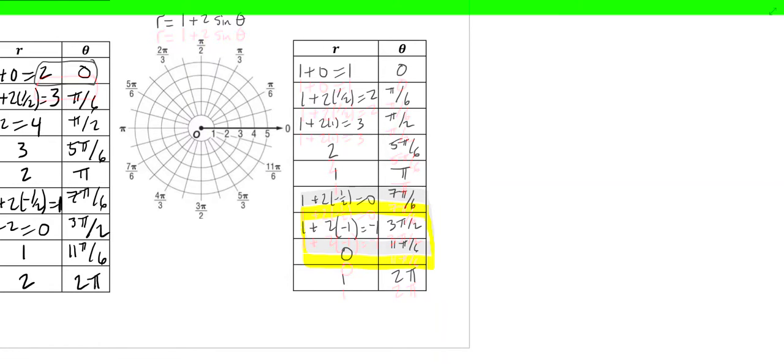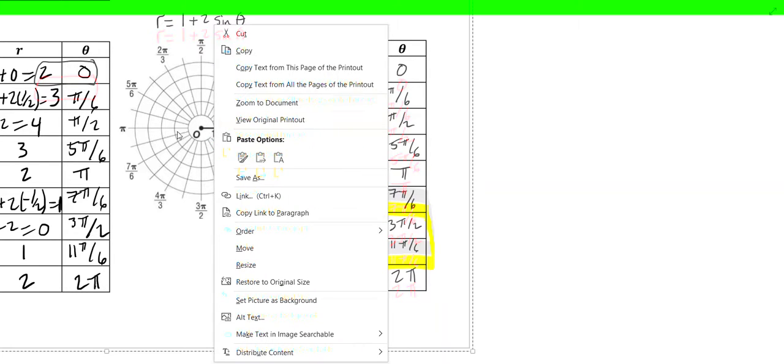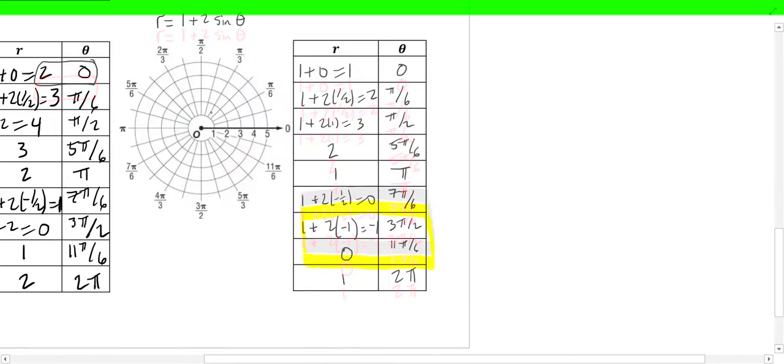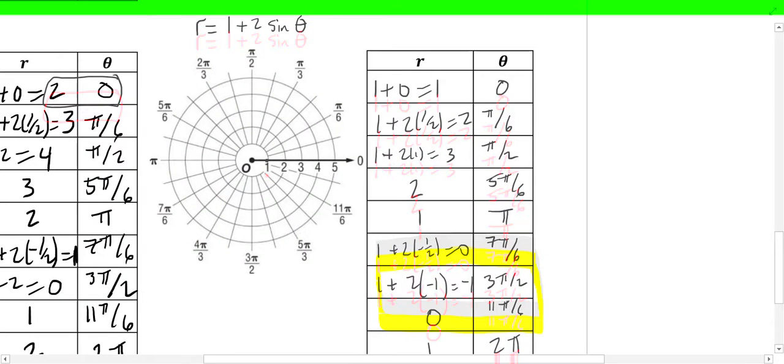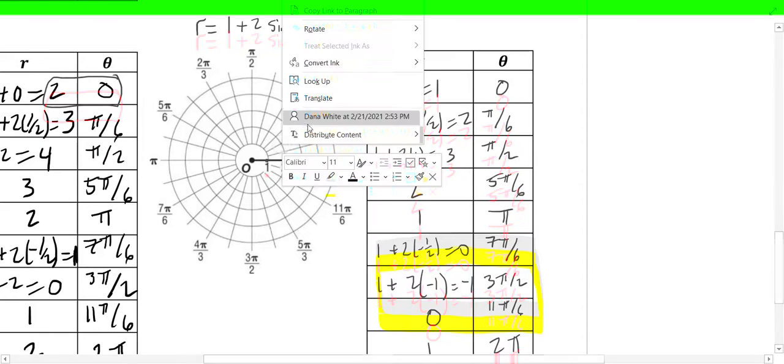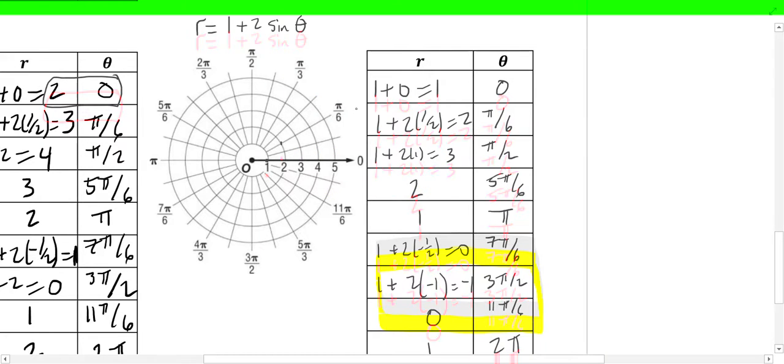But if we graph this thing, we will start at 1 on 0. I don't know why it doesn't let me just draw a dot there, but it doesn't like it. So let's get bigger. Okay, and then at pi over 6, it's 2. And then at pi over 2, it's 3. And then at 5 pi over 6, it's 2.